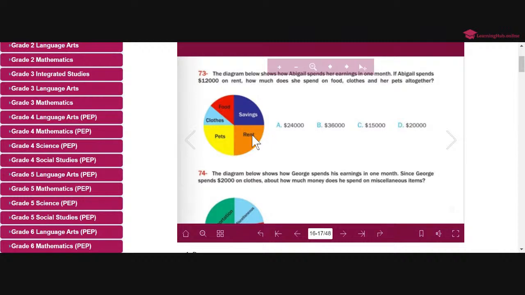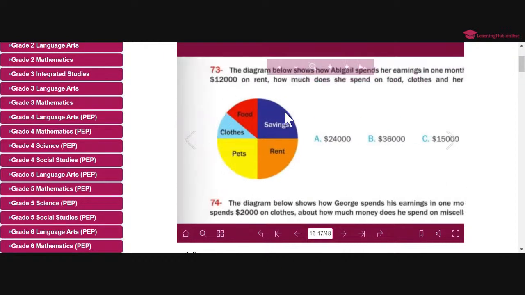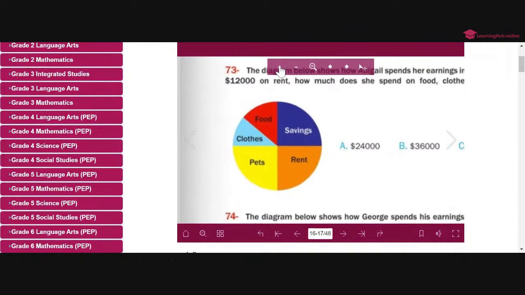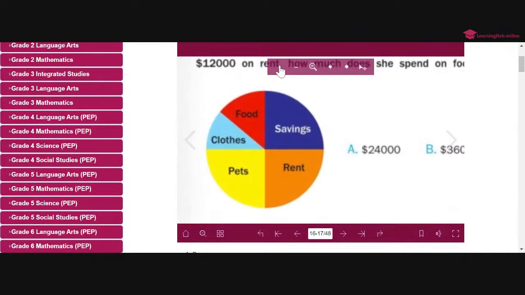So she spent $12,000 on rent. Okay, let me hear what you guys are saying. All right, let me see if I can zoom in a little bit more. Guys, you have to remember, I'm working from the website and it's an ebook that I'm working with. So she spends $12,000 on rent, and we're trying to find out how much she spent on food, clothes, and pets altogether.